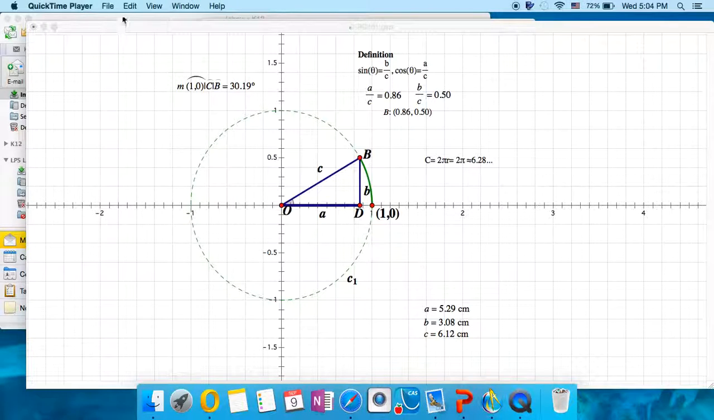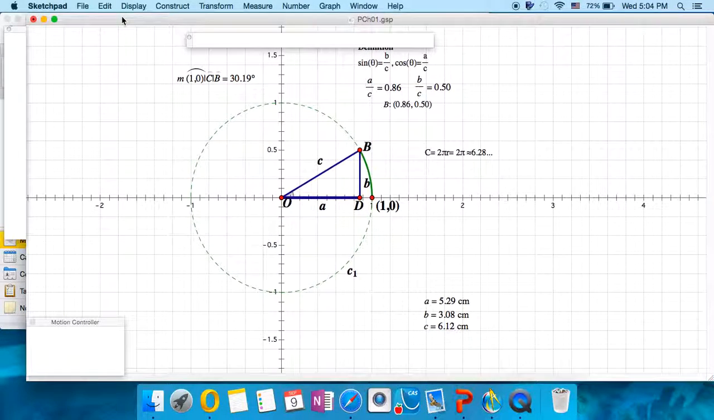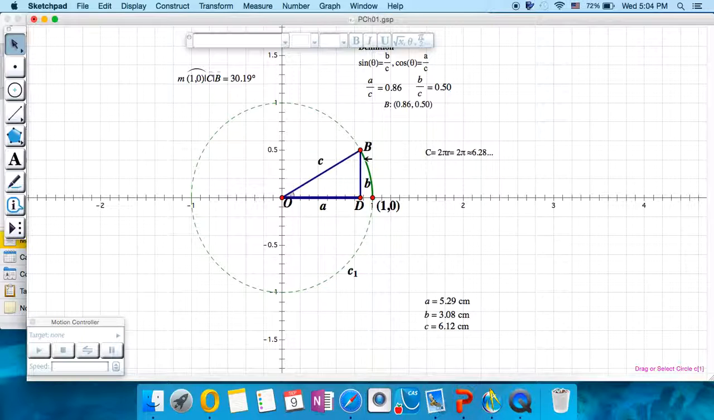The goal is to understand the relationship between radians and degrees, and sine and cosine. Let's look at the definitions first. The definition of sine is b over c, or rise divided by hypotenuse, and the definition of cosine theta equals a divided by c, or run divided by hypotenuse.